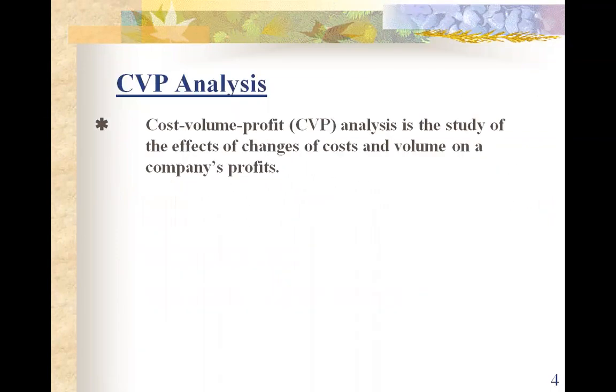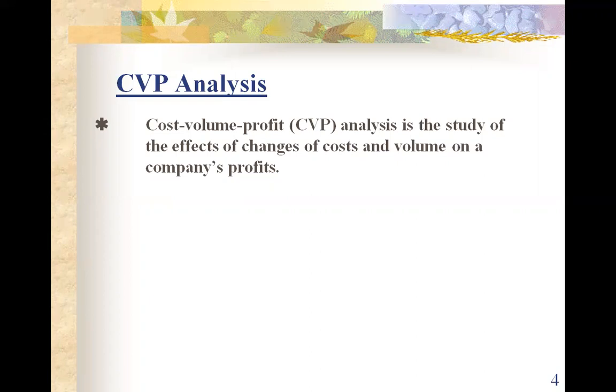Okay, so let's talk about the CVP analysis. Cost-volume-profit analysis is the study of the effect of changes in cost and volume on a company's profit. So you can actually know from the name, CVP or cost-volume-profit, that it is an interrelated thing between the cost and the profit. How is cost related with the profit?